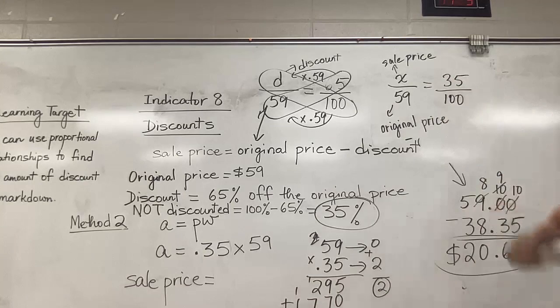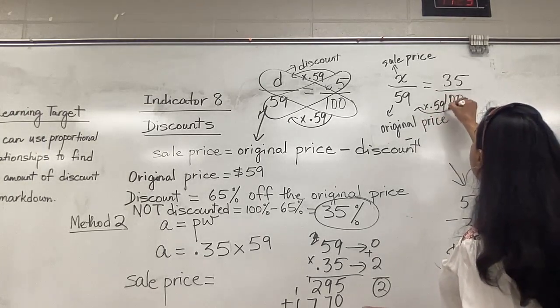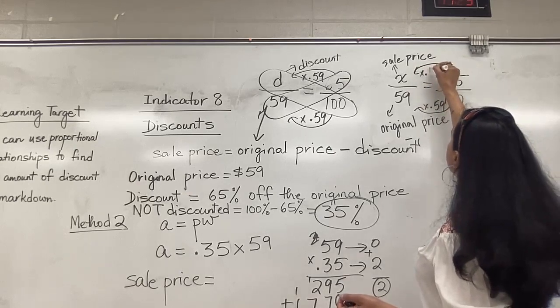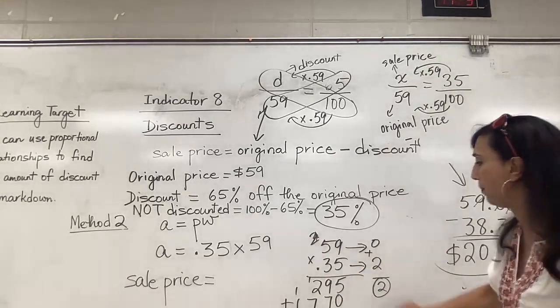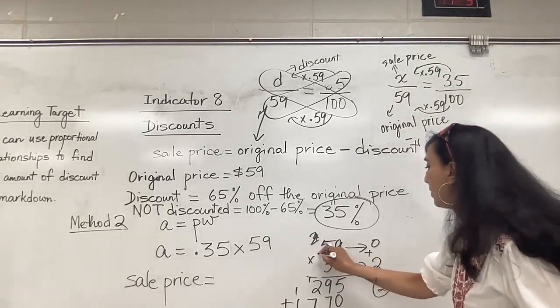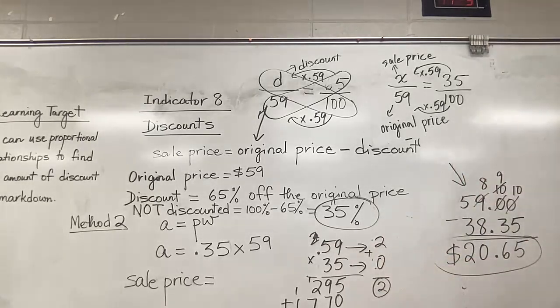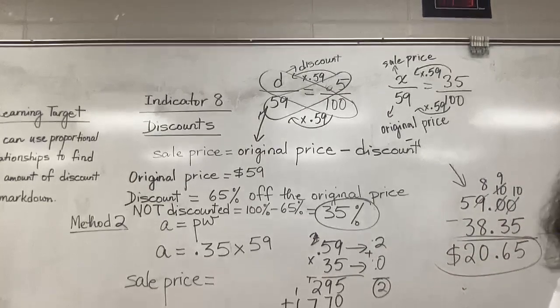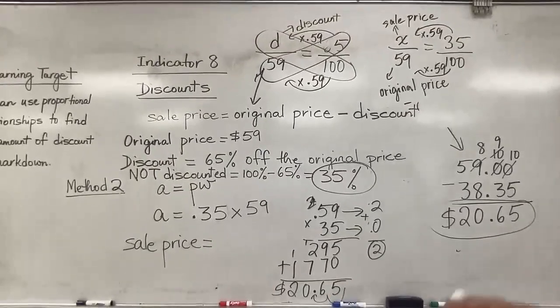So I'm taking the not discounted. And so then what am I doing? 100 times 59 gives me 5,900. Same thing here, times 5,900. So look again, just the decimal is switched up. So instead of this, it will become this. It doesn't matter, the value still remains, how many digits are going to the left. So I still end up with exactly the same answer. Same answer there, $20.65.